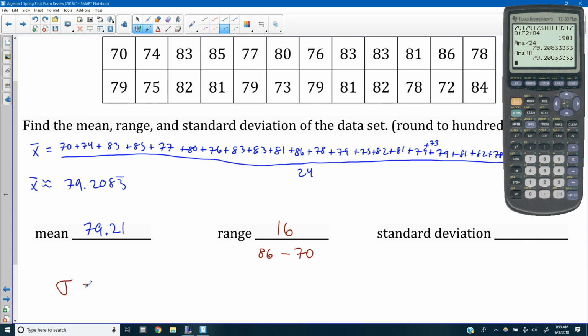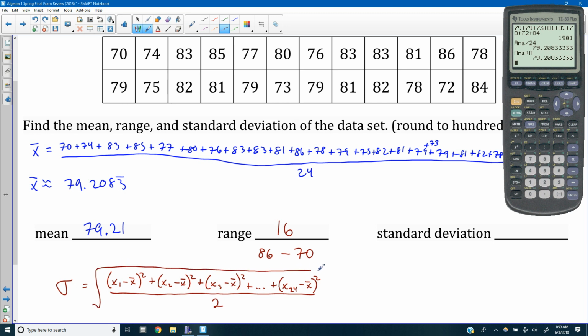To find the standard deviation of something, you're going to take each value, pretend like that was x1. You'll subtract it from your mean. You'll square that value. Then you'll add the next number minus the mean squared, and the next number minus the mean squared. And you'll keep doing this until you get to the last number. In this case, there are 24 numbers, up till there minus the mean squared. You'll divide by how many numbers there are, and you'll take the square root of that. That's how you do standard deviation.